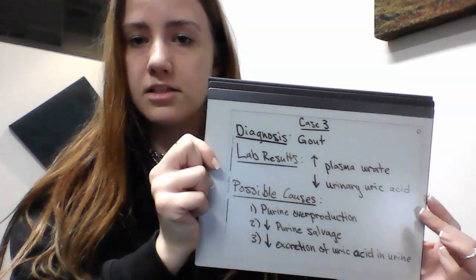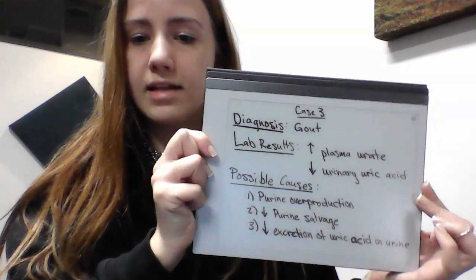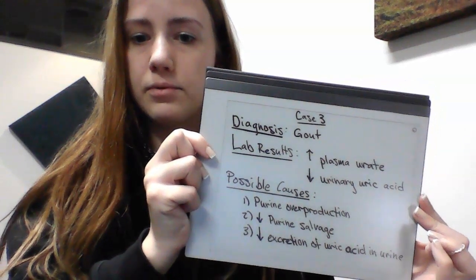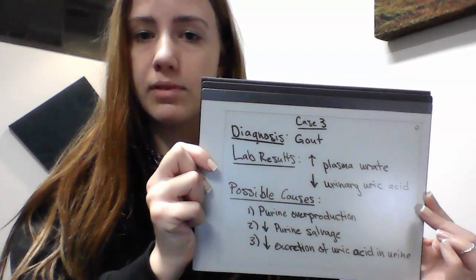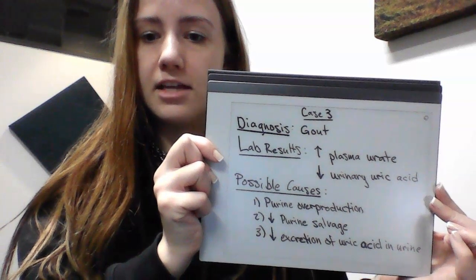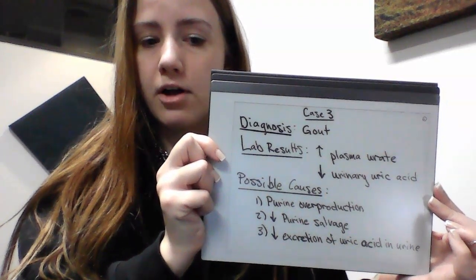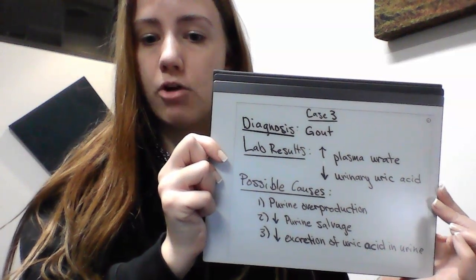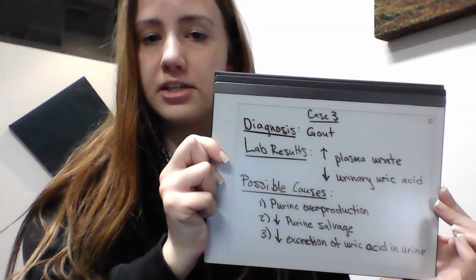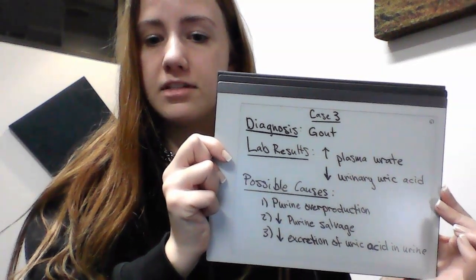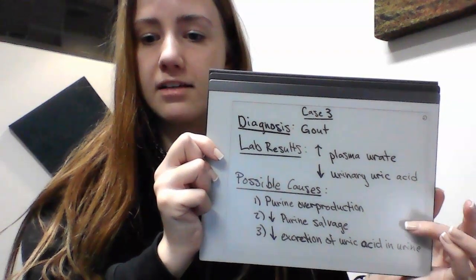So in case 3, a man was diagnosed with gout. His lab results showed an increase in plasma urate and a decrease in urinary uric acid. We're going to explore 3 different possible causes. One is purine overproduction, the second is a decrease in purine salvage, and the third is a decrease in the excretion of uric acid in the urine.